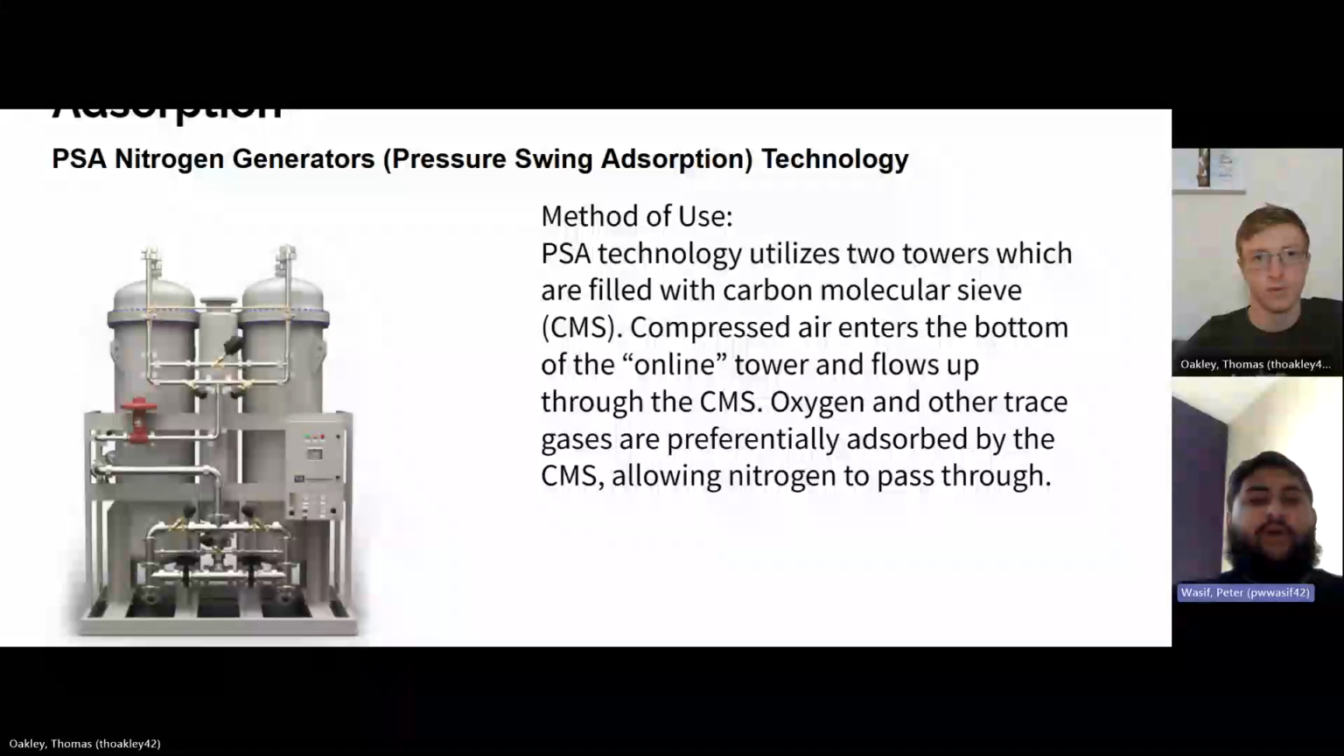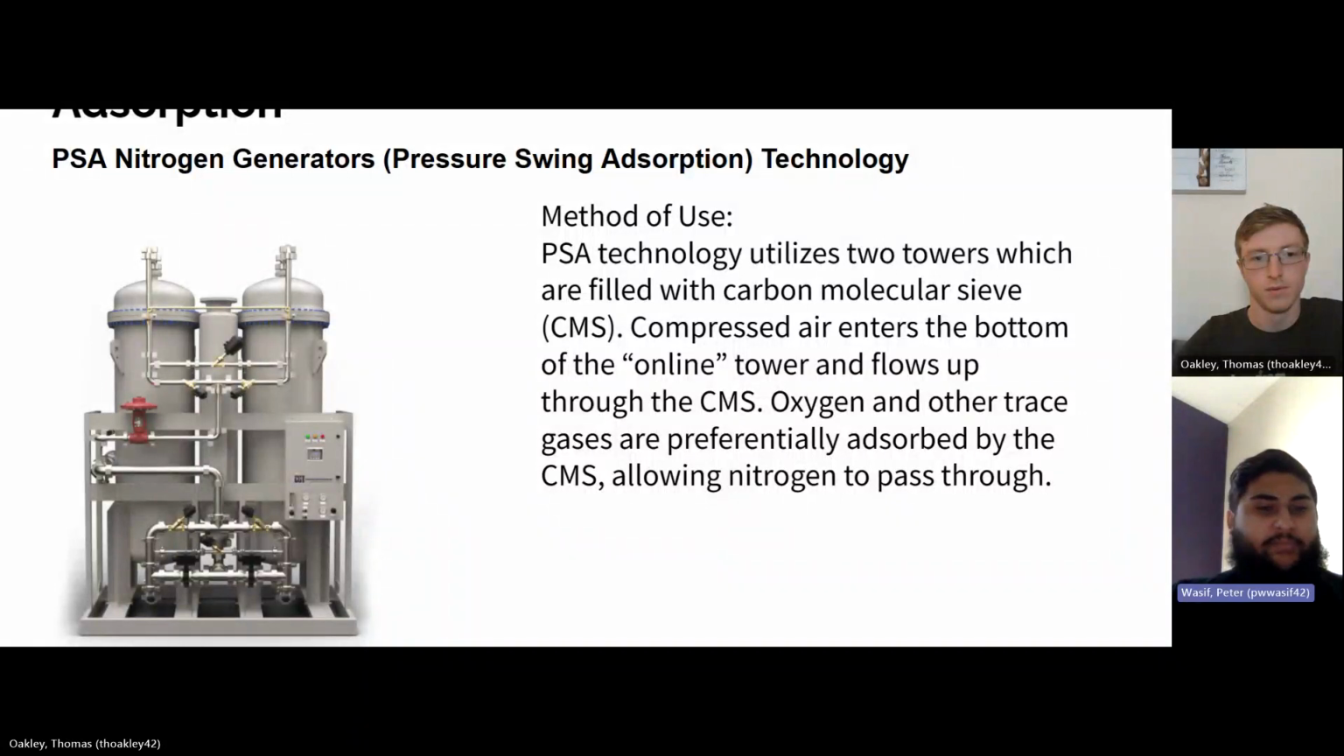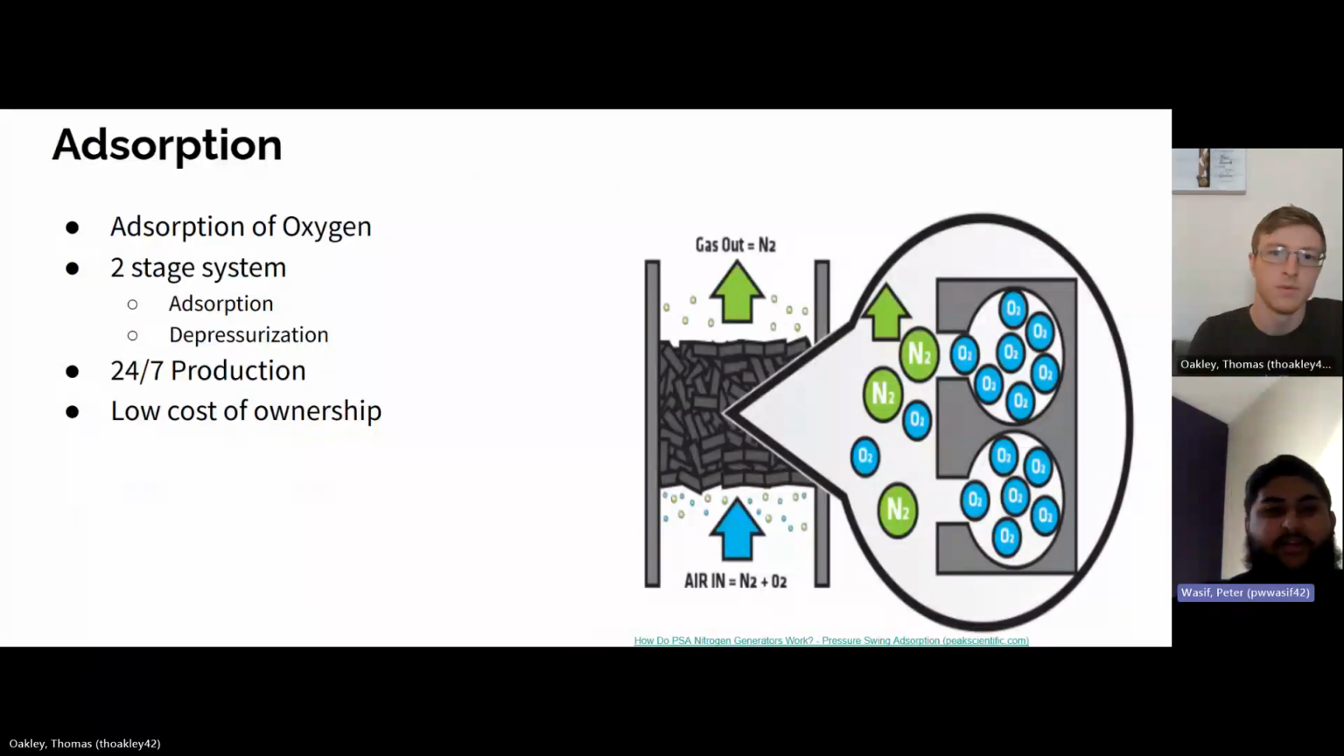Oxygen is perfectly adsorbed by the sieve inside of the columns, allowing nitrogen to pass through. When one is full or can no longer compress, it switches onto the other online tower, so that they just go back and forth, and that's it.